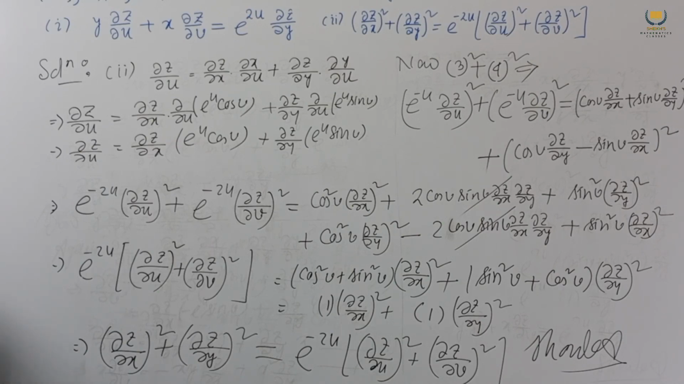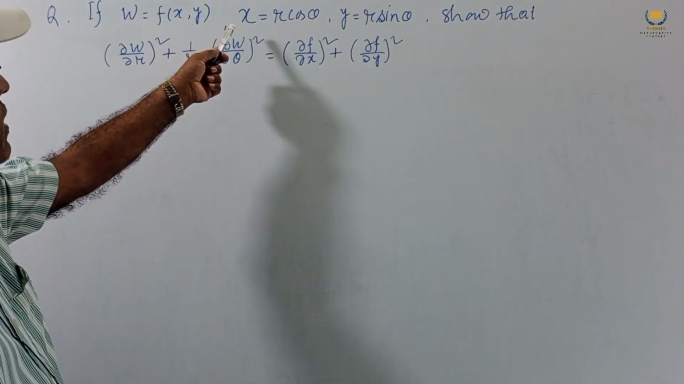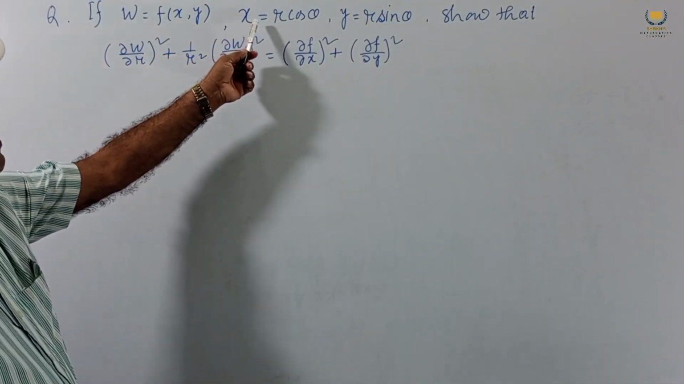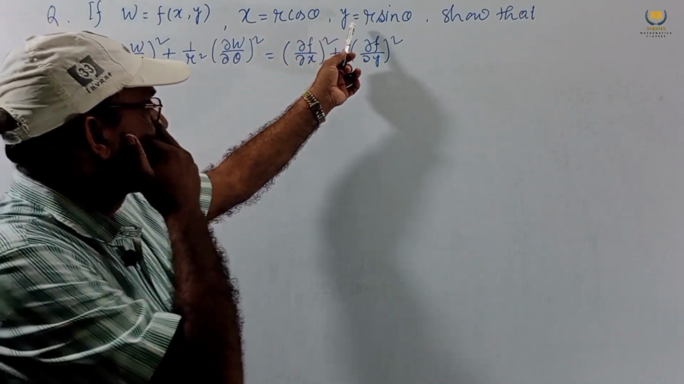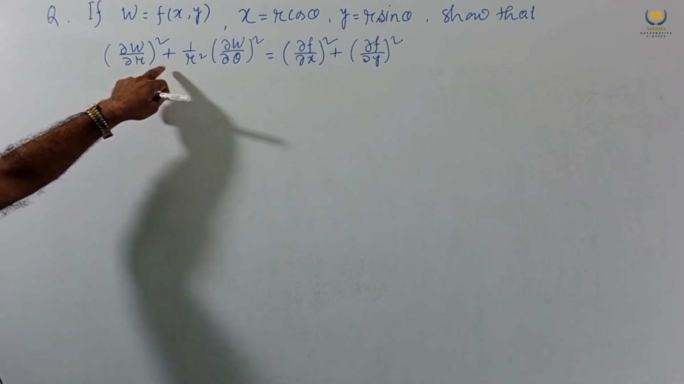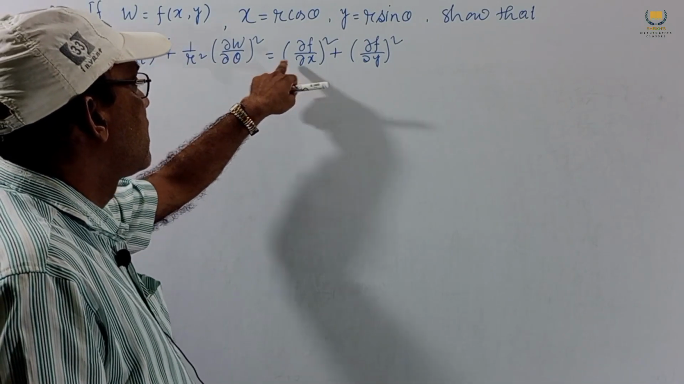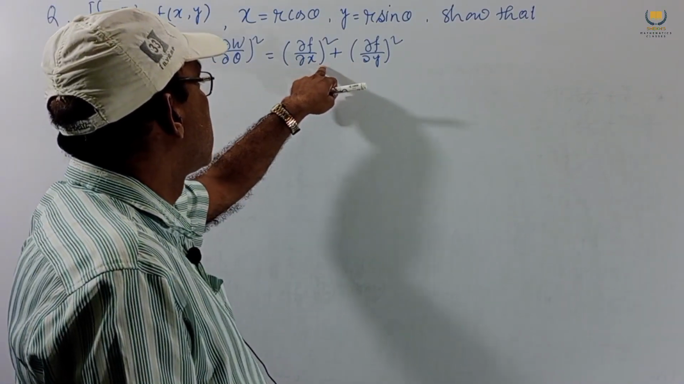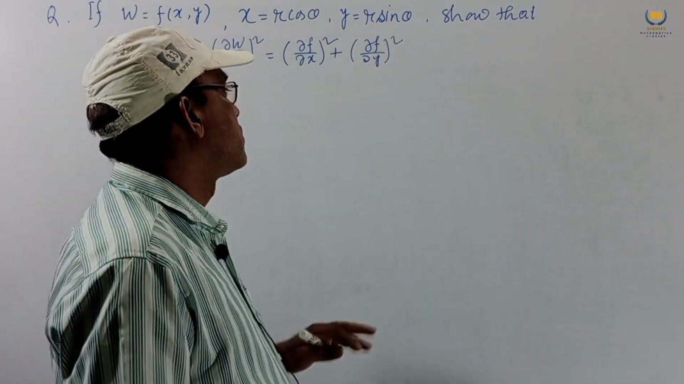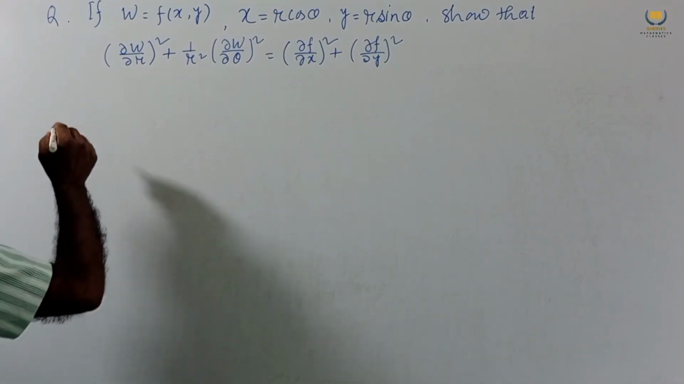This problem is solved. Now let us consider another problem. W equal to f of x, y and x equal to r cos theta, y equal to r sin theta. Show that (del w del r) whole square plus 1 by r square (del w del theta) whole square equals (del f del x) whole square plus (del f del y) whole square. This you have to show. Now the solution starts.